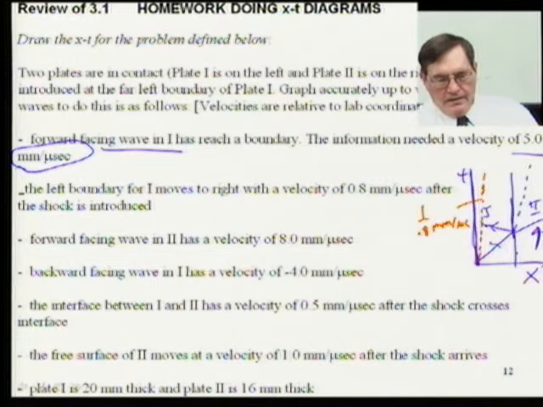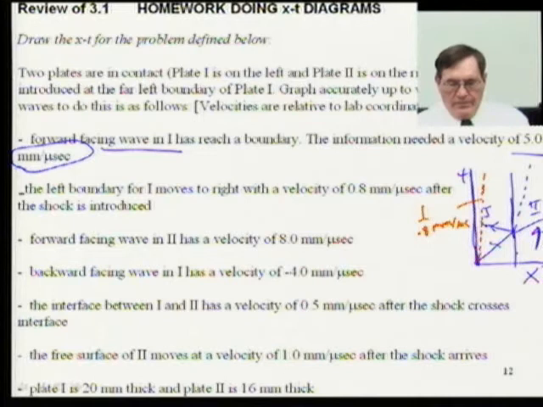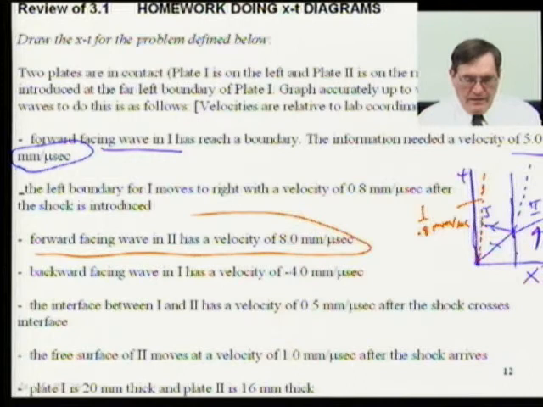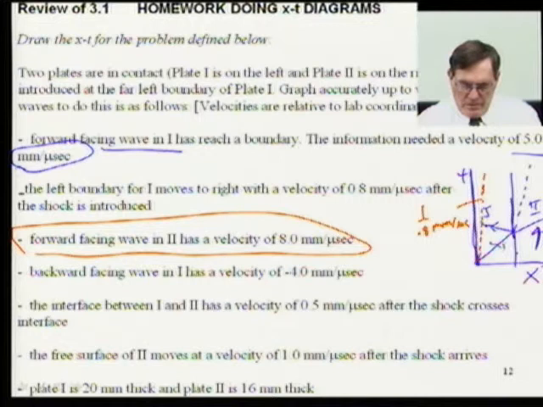Now, in an XT diagram, you can use millimeters per microsecond or centimeters per microsecond, as long as you stay consistent. So I did mine in millimeters per microsecond because all I'm looking for is the time in the XT diagram. Well, the forward-facing wave, I'm giving you all the information, has 8 millimeters a microsecond. Well, that means the slope of that is 1 over 8 in millimeters a microsecond. So what you need to do is then plot it and find out when it arrives at this boundary.